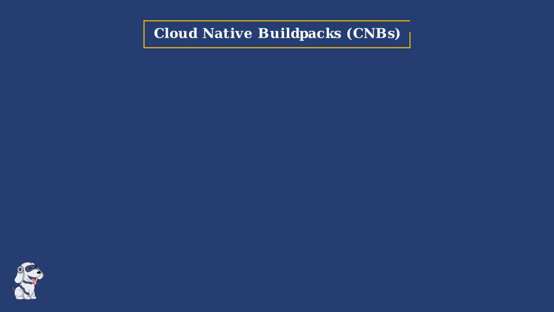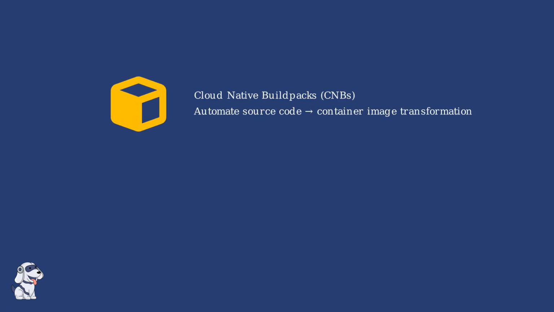Cloud-native Buildpacks represent a significant evolution in container image building, providing a higher-level abstraction that simplifies the containerization process for modern applications. Cloud-native Buildpacks, or CNBs, are tools that automatically transform application source code into optimized container images without requiring developers to write or maintain Dockerfiles.